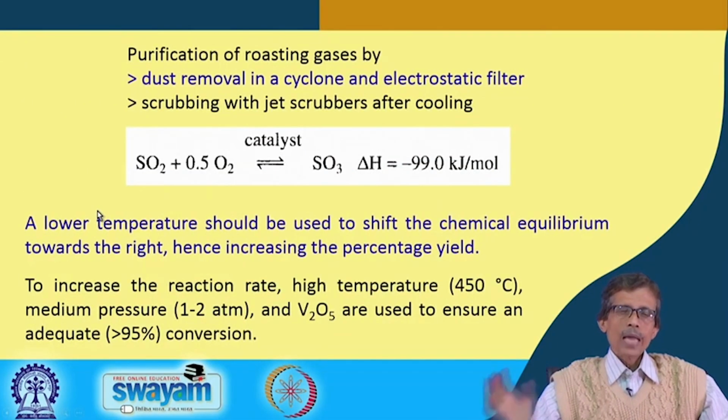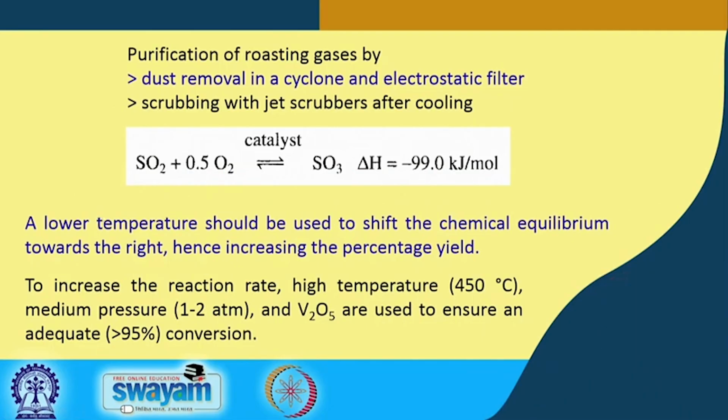So, this is what we have in our hand, that means we get the formation of SO2, and the roasting gases, that means if we use O2 and that gives SO2, and that is the roasting gas, the high temperature gas we are having, and 14% of this is SO2, the remaining is O2. It will be purified by dust removal in a cyclone or electrostatic filter, where the dust particles will be removed or settled down at the bottom of the filter, or by scrubbing with jet scrubbers after cooling.